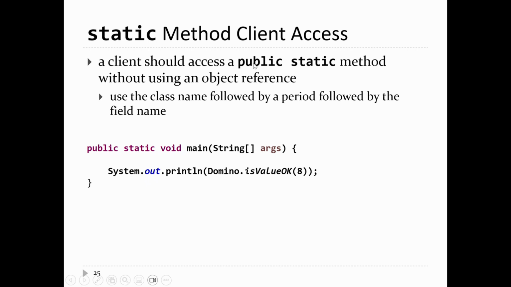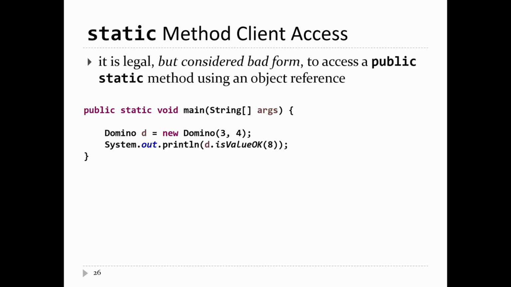All right, so if you're going to access a static method, use the name of the class. So this checks if the value 8 is valid, which obviously it's not, so this will print false. Again, just like with accessing static fields, you are allowed to make an object and then call the static method. Again, Eclipse will complain, but it will compile your code and your code will run. So avoid doing this.